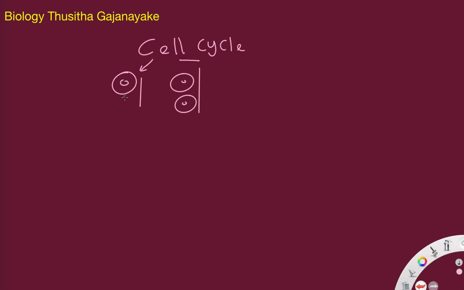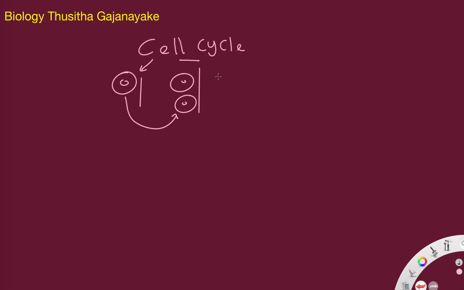Now this event from here to here is called the cell cycle. And these cells again have the capacity to further divide. So this goes in a cyclic fashion. This is called the cell cycle.